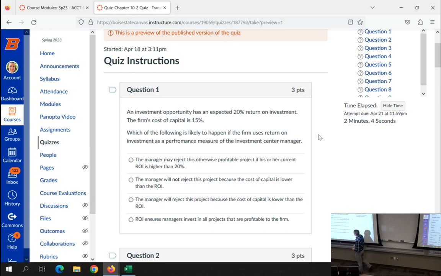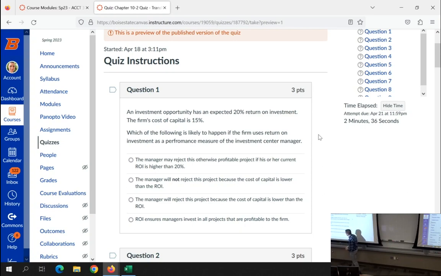Manager will reject this project because the cost of capital is lower than the ROI. It's saying something very similar. Well, it's saying that the manager will reject the project, but why would they? This option here doesn't make sense, because if the cost of capital is lower than the ROI, that actually sounds like there's room there for a profit above and beyond what it costs to have the money to invest. So this doesn't make sense just internally. It doesn't have any internal logic here.